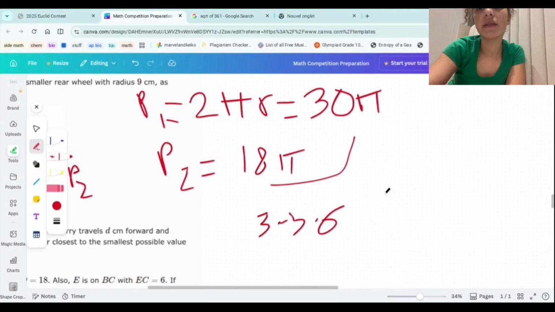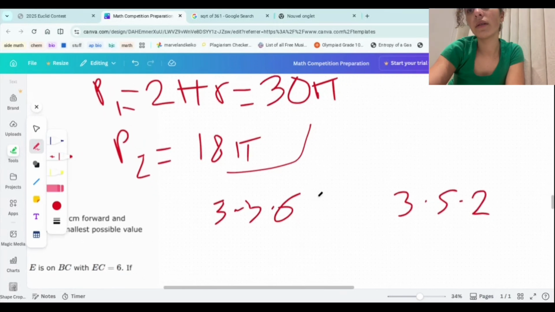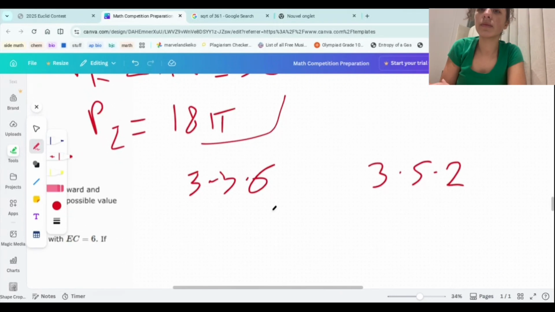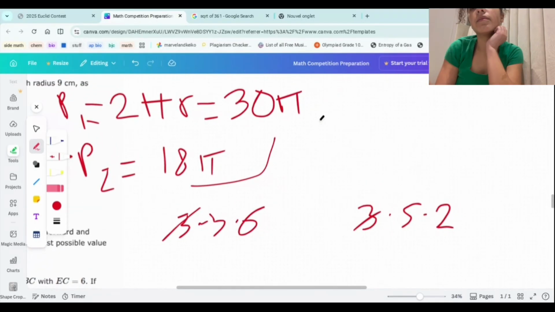Maybe this is 3 times 3 times 6, and then 3 times 5 times 2. Okay. 18 and 10. What do you have to multiply? I mean, there's 180, but there's 90. So 18 times 5 will give you 90.